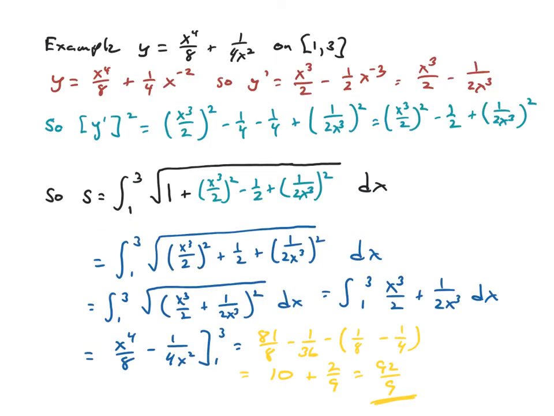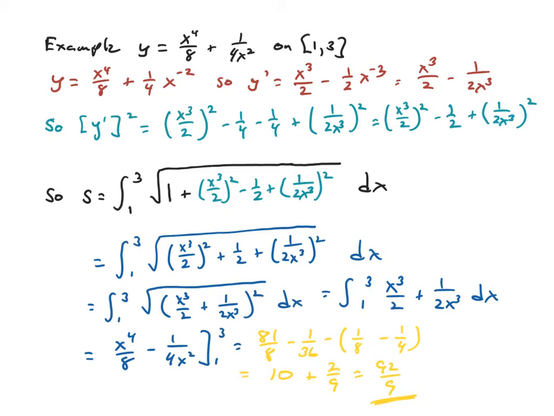Okay, now on this example, you can see I've already written it out here. In this case, what we're looking at is our equation in black. The original problem's in black. Example: y is equal to x to the fourth over 8 plus 1 over 4x squared on the interval from 1 to 3.